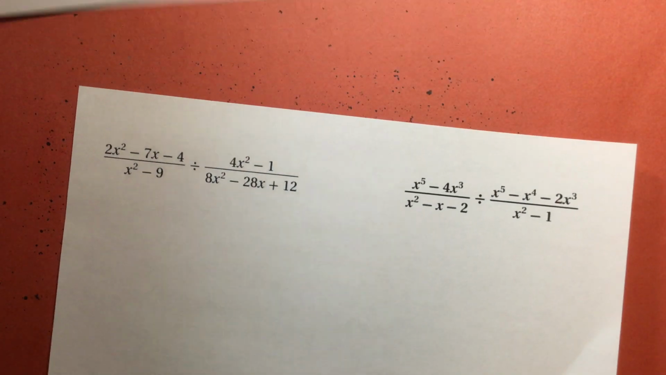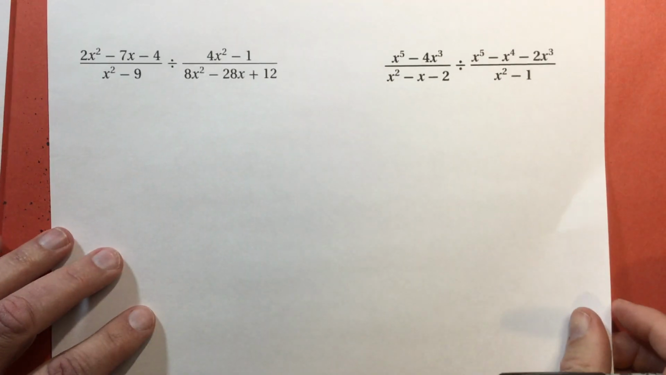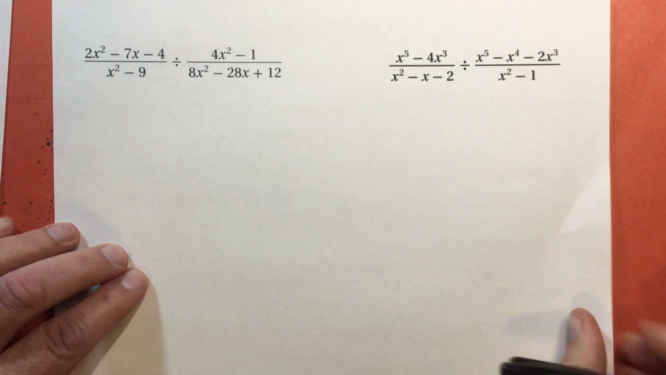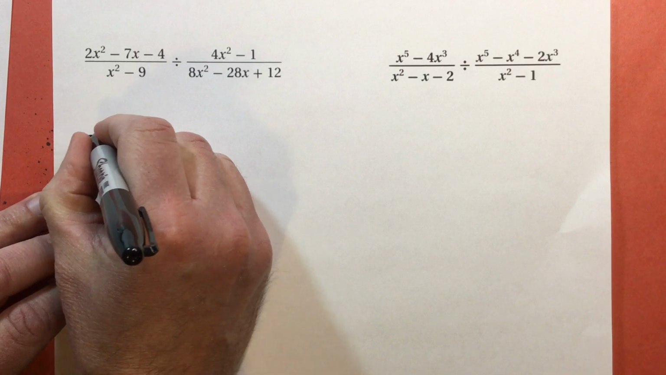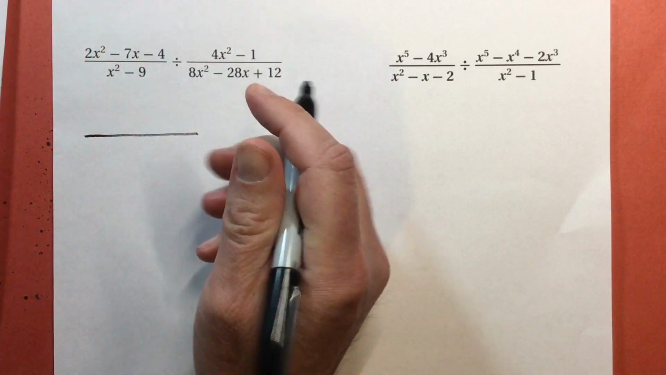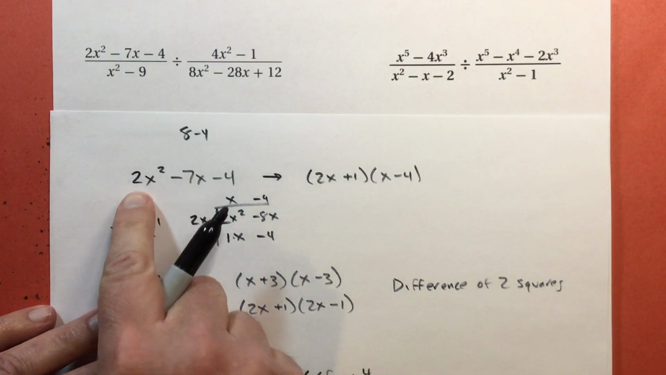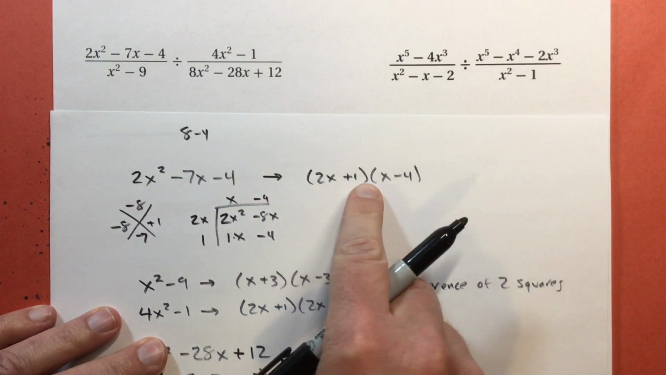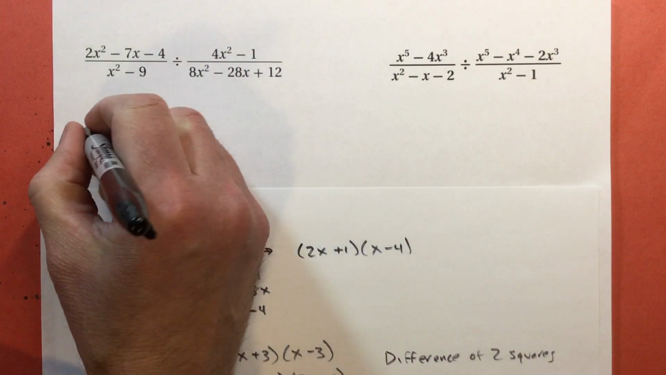So now let's go back. And I know you can't see my other sheet, but I'm looking at it. I'm going to show you what you need to know from it, okay? For the first rational expression, 2x squared subtract 7x minus 4 was this: 2x plus 1, x minus 4.